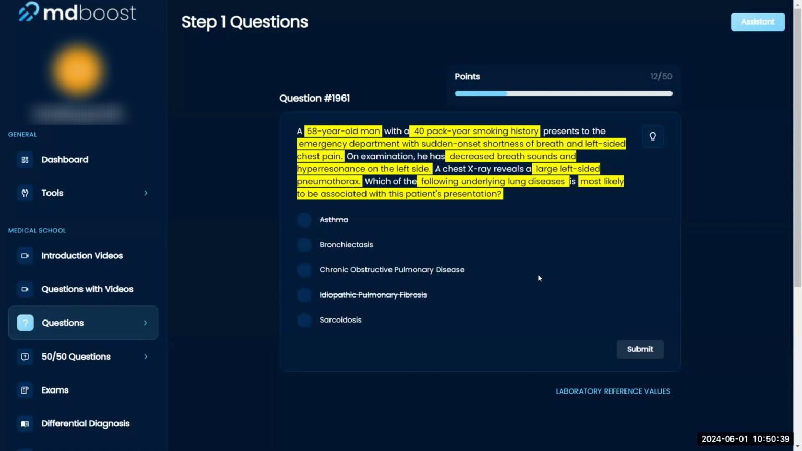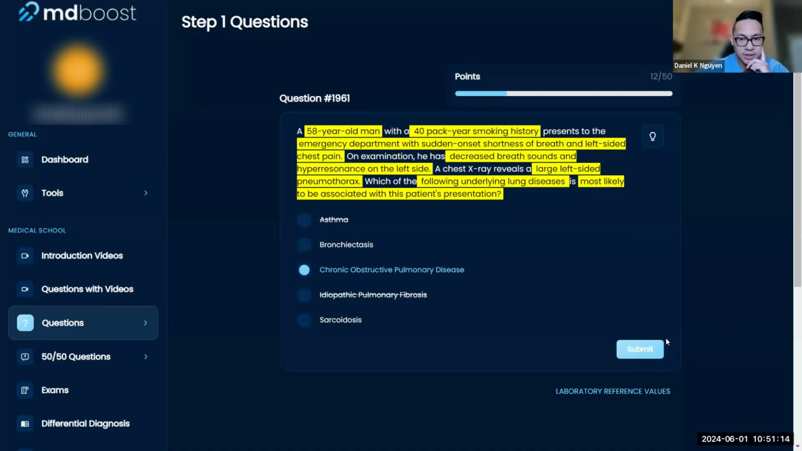Okay, so they have decreased breath sounds, hyperresonance, and a pneumothorax. So I mean that's really important. So sarcoidosis, I think that's a restrictive lung disease. Okay, good. And then chronic obstructive pulmonary disease is an obstructive disease. Bronchiectasis, I don't actually remember what category that falls into. But my gut's telling me COPD.